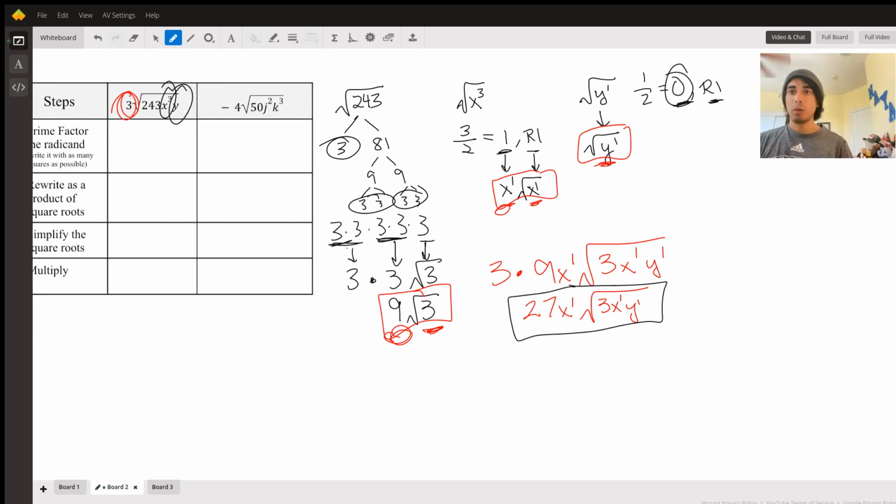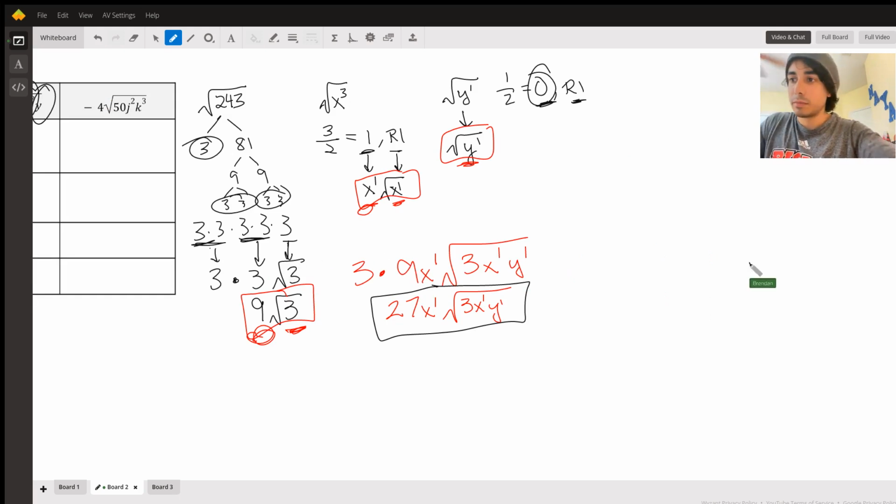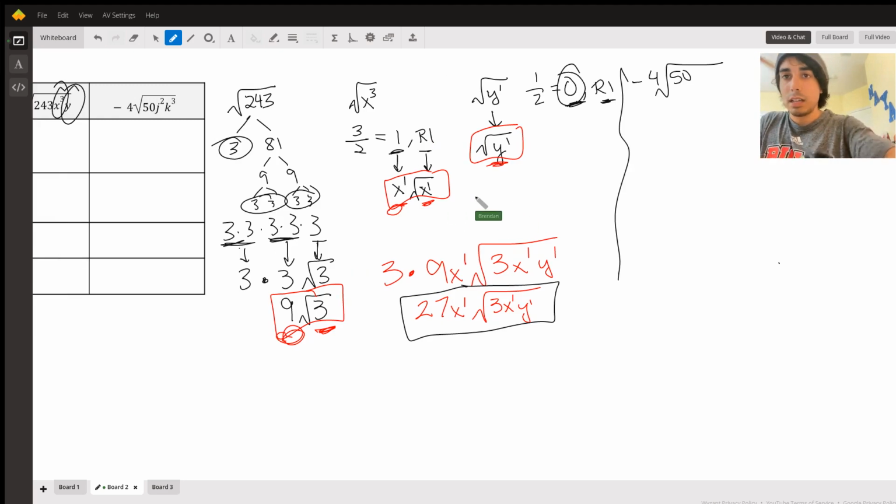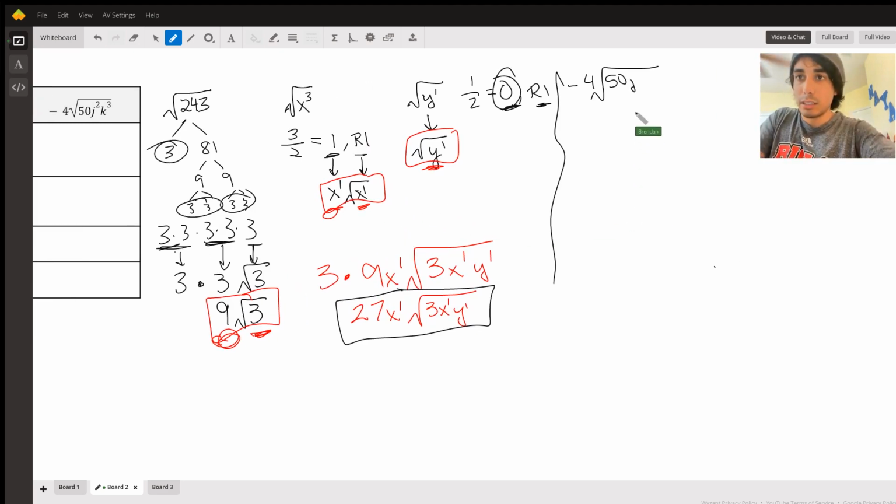Okay. We got one more. Let's see. I'm going to rewrite it over here. 50 J2K3. J to the second power, K to the third power. All right, here's what we got.